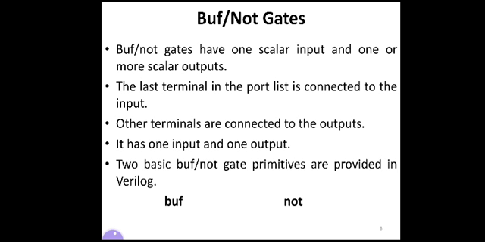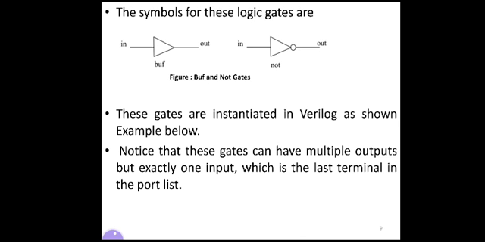They have one scalar input, so one input and one output. The last terminal in the port list is connected to the input. So the first is always the output terminal and the last is always the input terminal. The other terminals are connected to the outputs. So the two basic buff and NOT gate primitives provided in Verilog are BUF for the buffer and NOT for the inverter gate. So see the symbol for these logic gates.